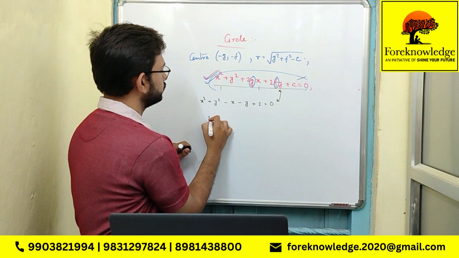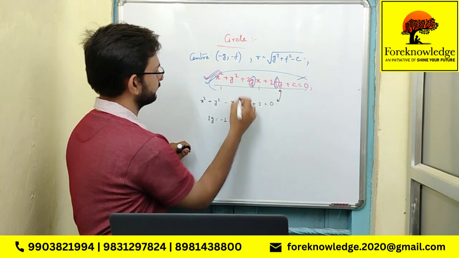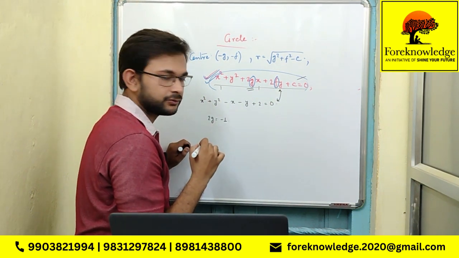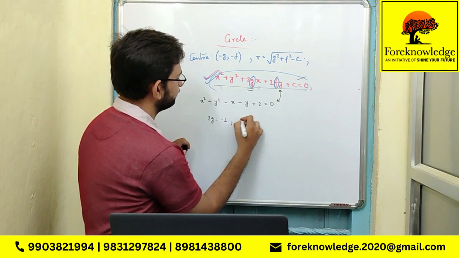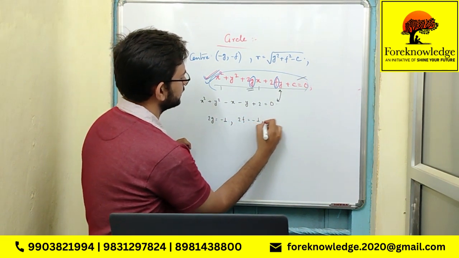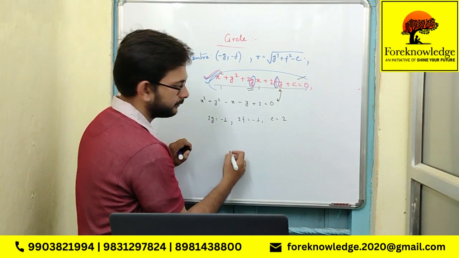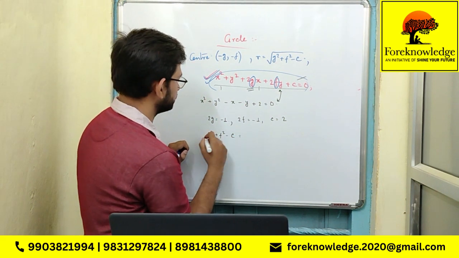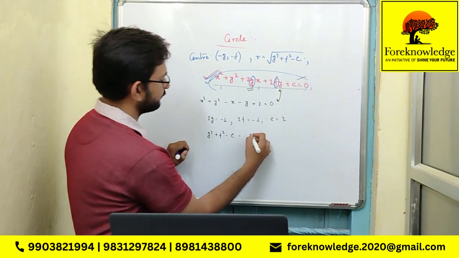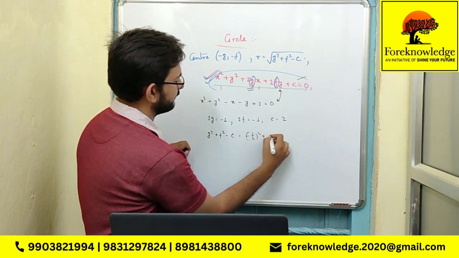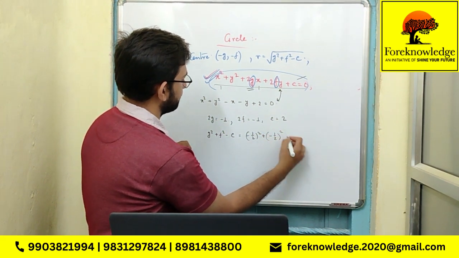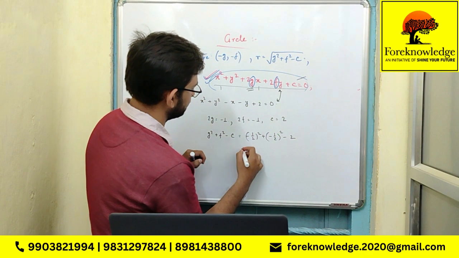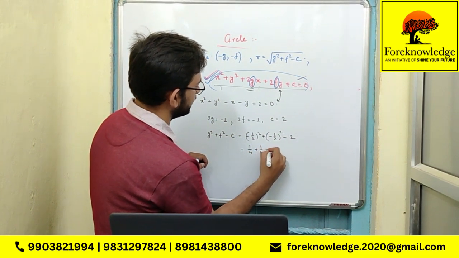So here 2g equal to minus 1. Here we have 2g as coefficient of x, and here we have minus 1 as coefficient of x. So 2g equal to minus 1. Similarly, 2f is also minus 1 and c equal to 2. So g square plus f square minus c is what we have to calculate. So g is minus half, squared, plus f is again minus half, squared, minus 2. So clearly this is 1 by 4 plus 1 by 4 minus 2.